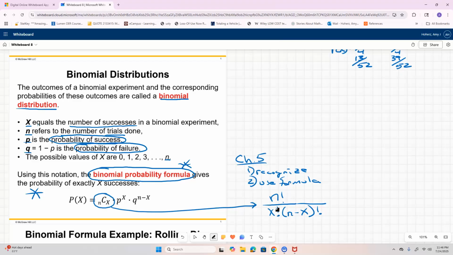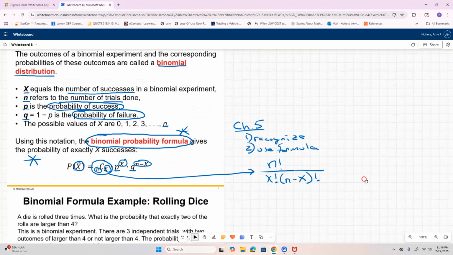Okay, so when we plug the numbers in, remember x is going to be the number of trials. I'm sorry, the number of successes. N is going to be the number of trials. X again is the number of successes. P is the probability of success. Q is the probability of failure. X is again the number of successes. And then N minus X would be the number of failures, non-successes. This will make a whole lot more sense when we do a couple examples. So let's get into it.